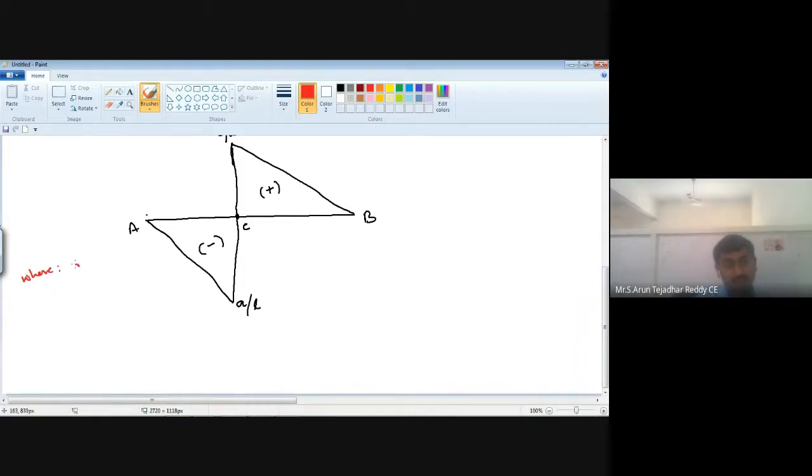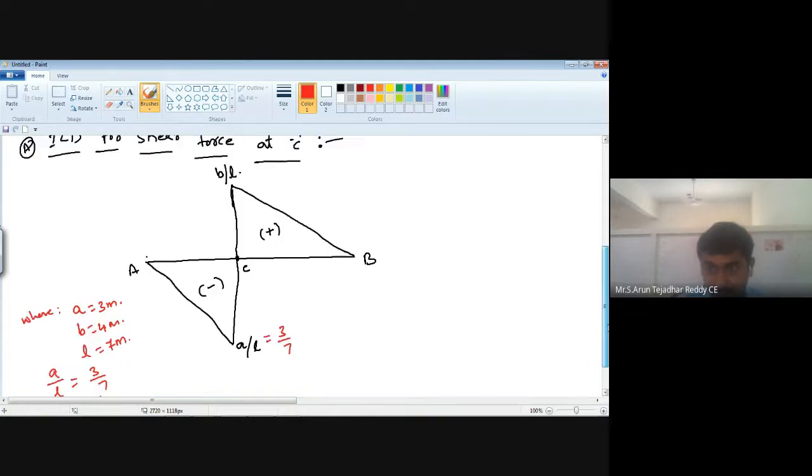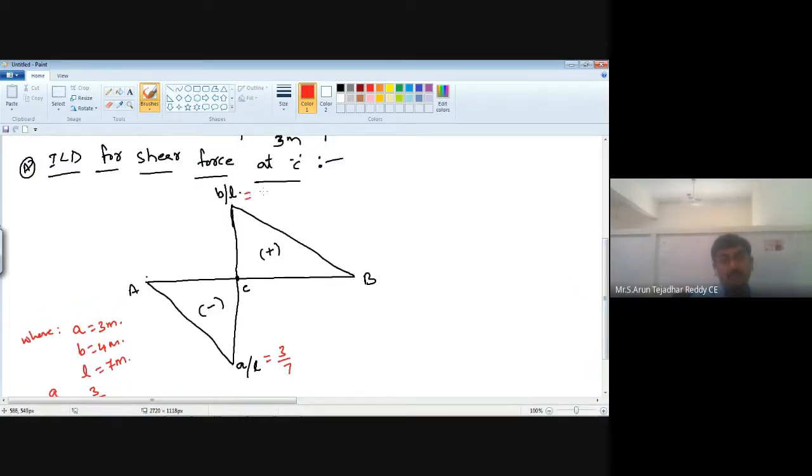Where A is equal to 3 meter, B is equal to 4 meter, L is equal to 7 meter. Okay. So here A by L means 3 by 7. Next is B by L. B by L is 4 by 7. So here it is 3 by 7. Here it is 4 by 7. So this is our first step.